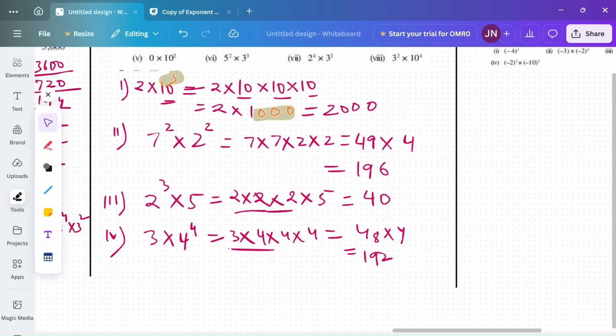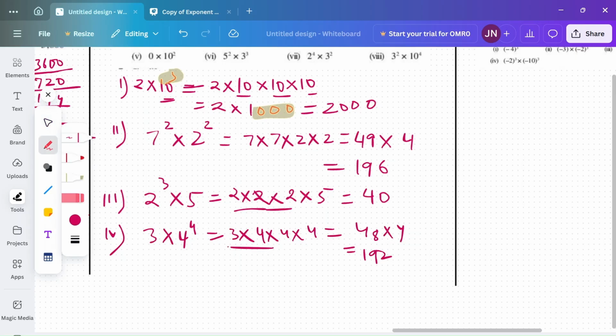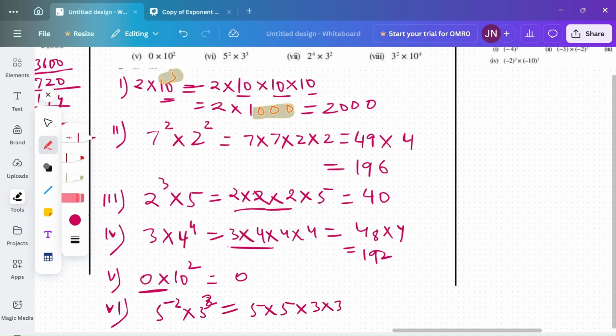The next is, the fifth one is interesting. Should we expand 10 raised to the power 2? No need. Why? Because we are given 0 here. And any number multiplied by 0 will always give you 0. You do not need to solve any part of it. Now here you will expand 5 times 5 and then 3 times 3 times 3.